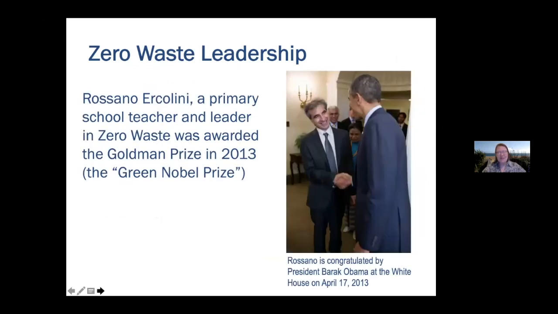And part of that is from the zero waste leadership. This picture is of Rossano Ercolini, who is a primary school teacher and a leader in the zero waste movement. He is also the president of Zero Waste Europe and Zero Waste Italy. And in 2013, he won the Goldman Prize, which is considered the Green Nobel Prize. And that's President Barack Obama of the US shaking his hand and congratulating him on winning that award.